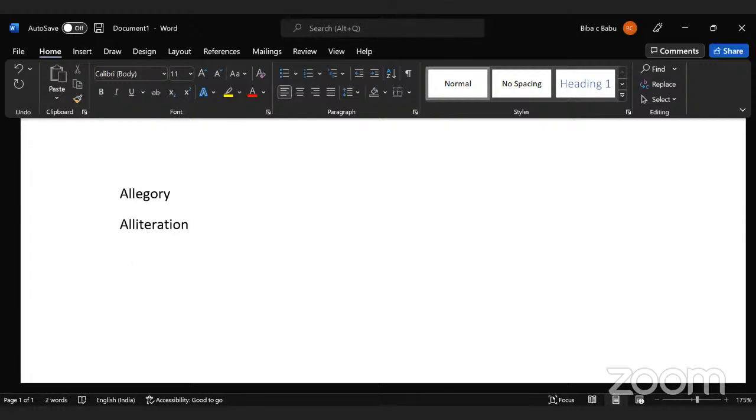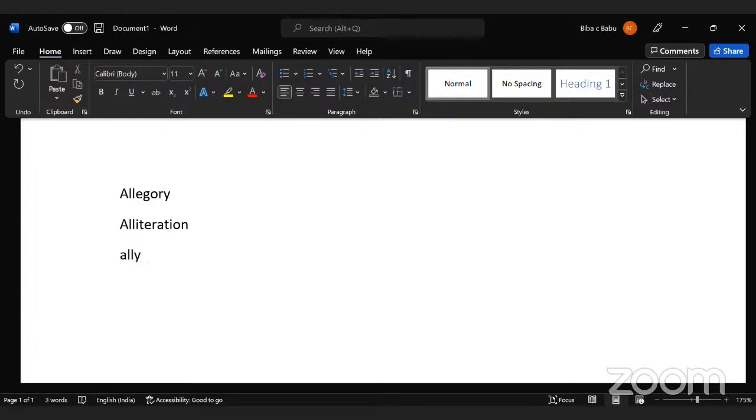Next is alliteration. Alliteration is mainly used in poetry. When you study poems, you will come across this term alliteration. It is the repetition of first consonants in a group of words. So when you write a poem, in one line, if the consonant sounds are repeated, it is called alliteration. The repetition of consonant sounds is called alliteration.